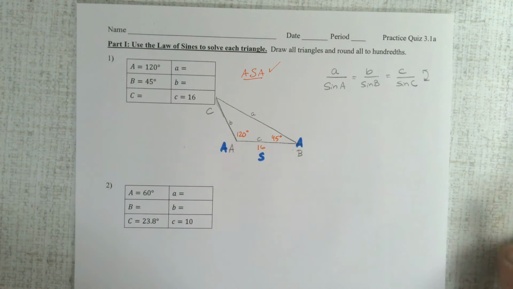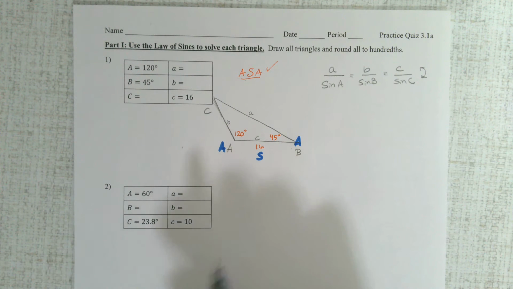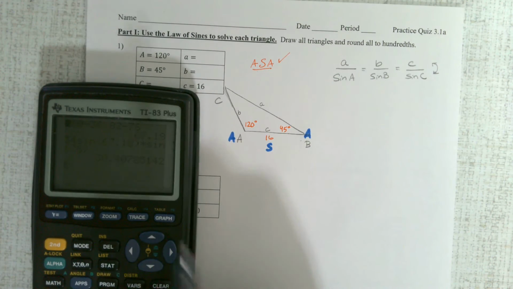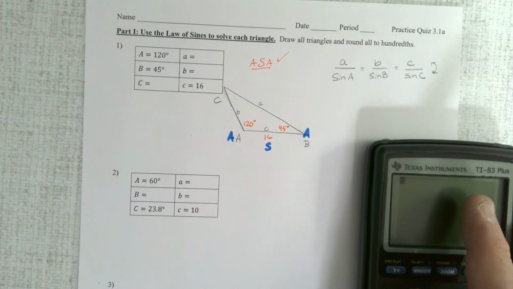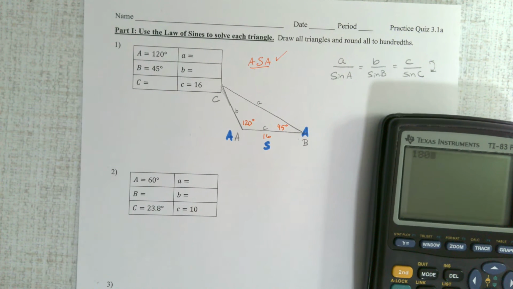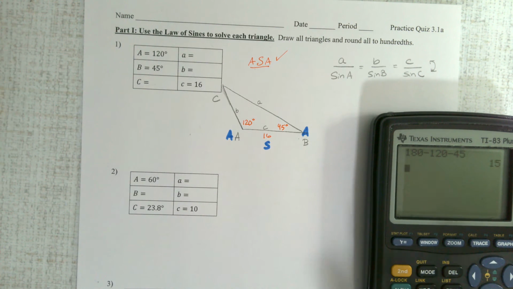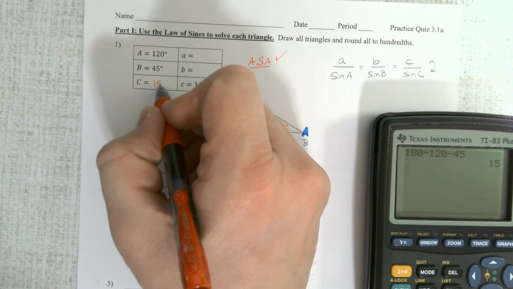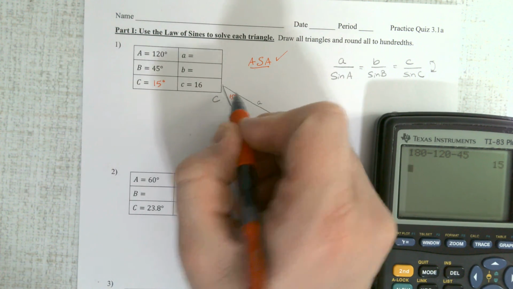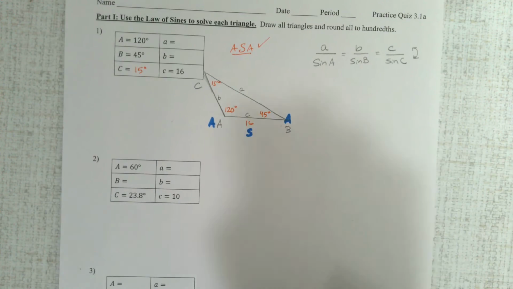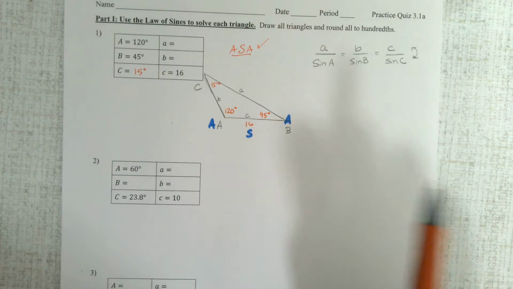First thing I can definitely figure out is what angle C is. If I take 180 and I subtract away the 120 and the 45, definitely know this one's 15 degrees, so I have one thing done. The answers are at the bottom. 15 degrees is down here at the bottom. We can mark it off. Alright, and now we just got to find the sides, and that's going to be right in a ratio.